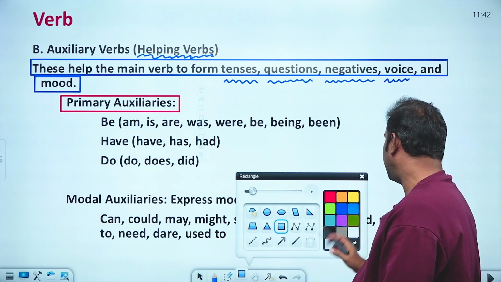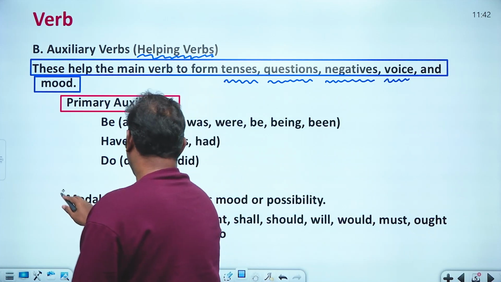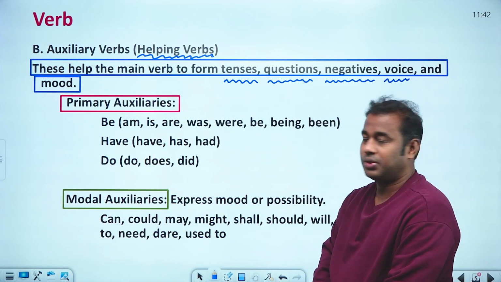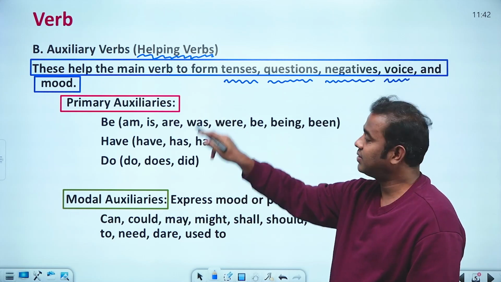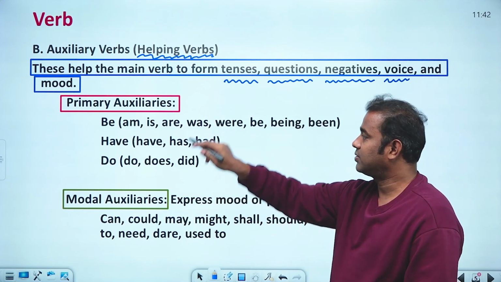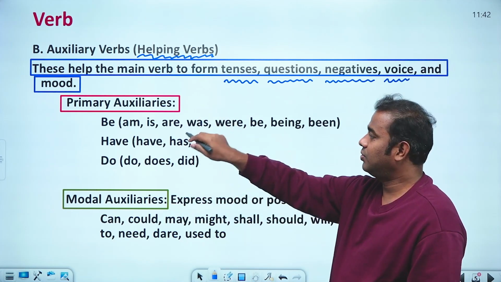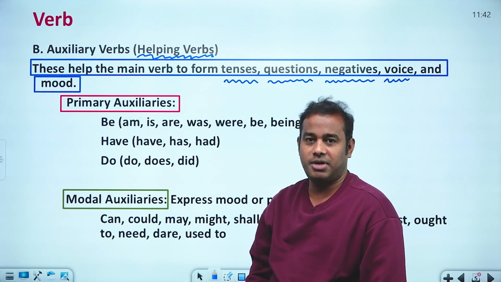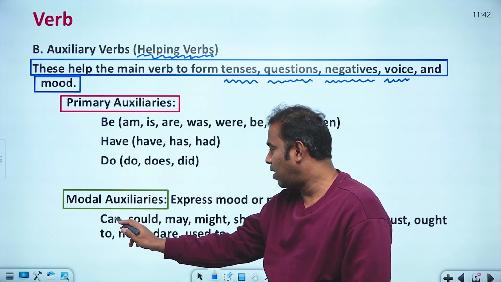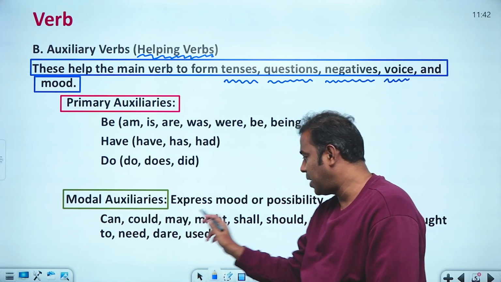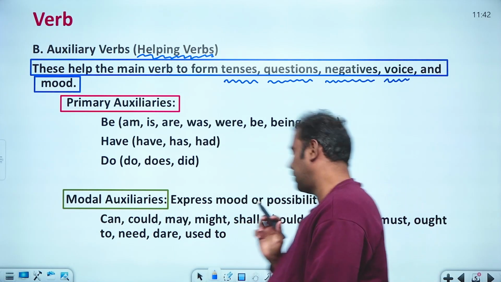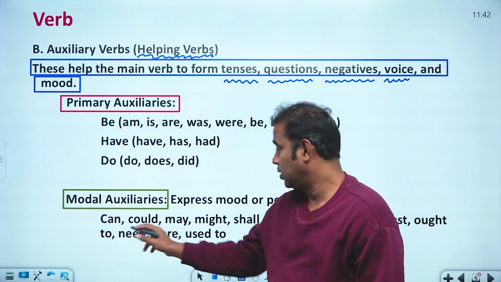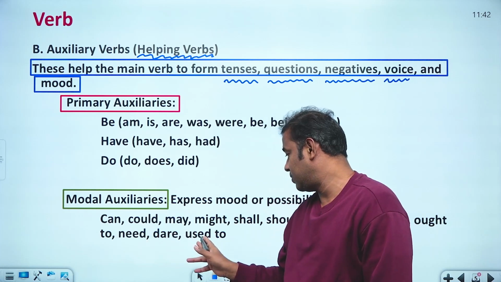Then you have the second category, that is called modal auxiliaries. There are two categories here: primary auxiliaries and modal auxiliaries. In primary auxiliaries, be, have, do come under this category. In the modal category, all these things like can, could, may, might, shall, should, will, would, must, ought to, need, dare, used to.